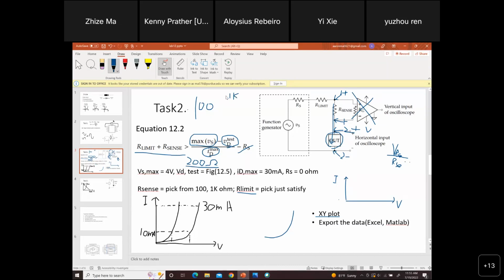So in that case, don't choose 1K. Probably you can choose something like 110 ohm, so that will be 210 ohm if you add them together. That's just a little over 200, so that will be fine when you get the plot. That's how you choose the R limit.